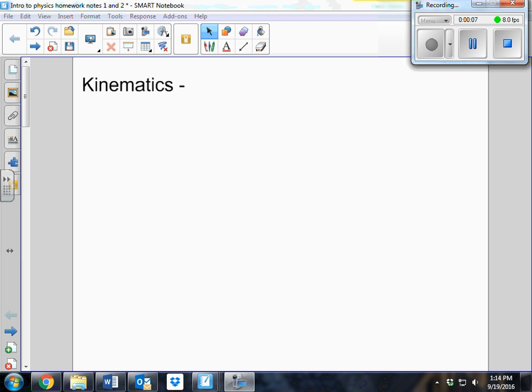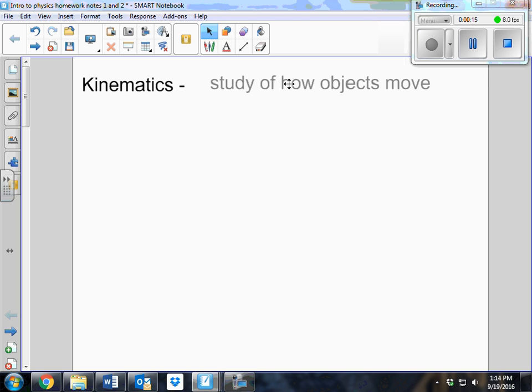Before we continue on with speed, velocity, and acceleration and the difference between them, I would like to just review some of the stuff that I previously talked about. So kinematics is the study of how objects move, which is what we're studying this unit.